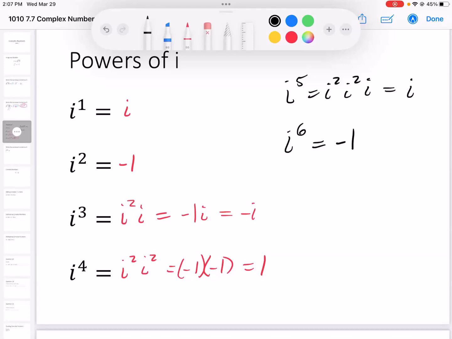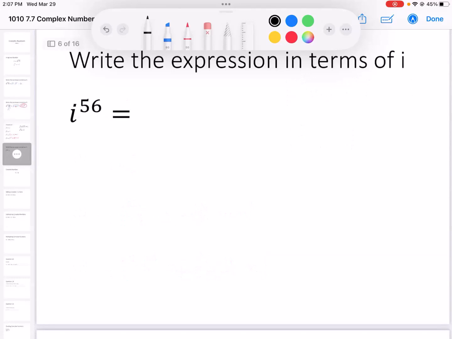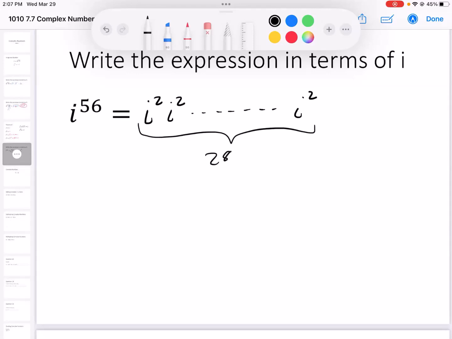And so you might see a problem like this one show up on your homework where you're asked to find i to the 56th power. So essentially what you want to do on this is you want to say, well, how many i squareds do I have? Because I know an i squared equals negative 1. So in this case, how many would we have? 28. Okay, perfect. And how'd you figure out that it was 28? Perfect. Yep. So we'll essentially have 28 i squareds.